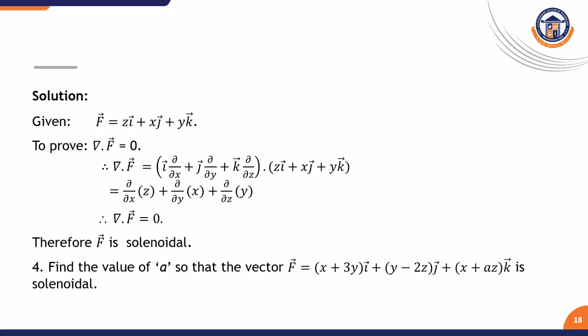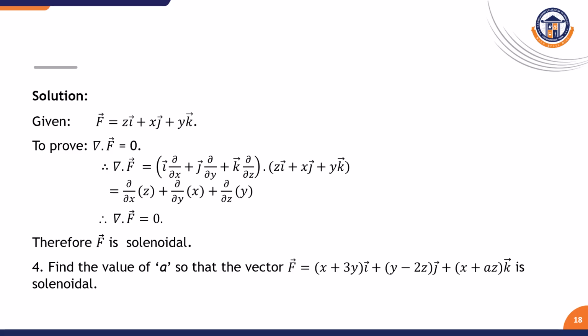For the second term, when we differentiate with respect to y, x is a constant, so it is 0. For the third term, when we differentiate partially with respect to z, here y is a constant, so it is also 0. The final answer is 0. Therefore, the given vector is solenoidal.